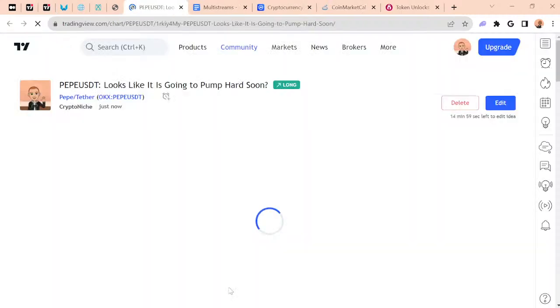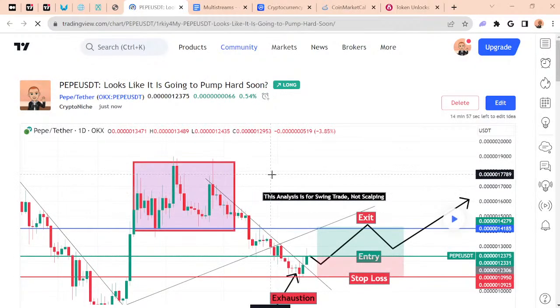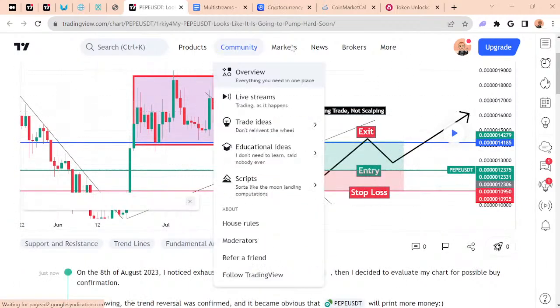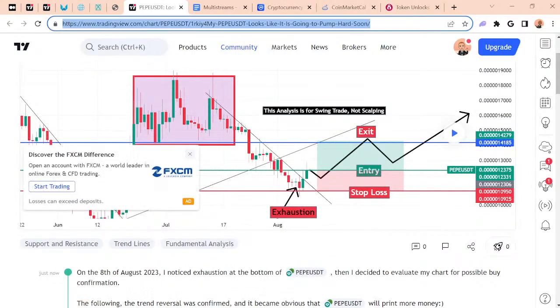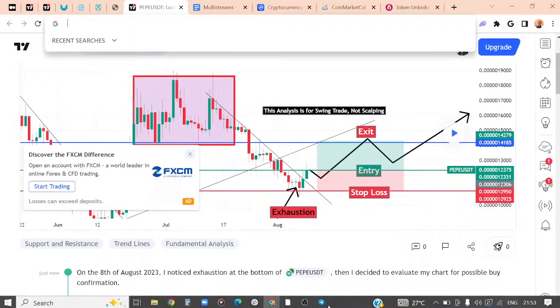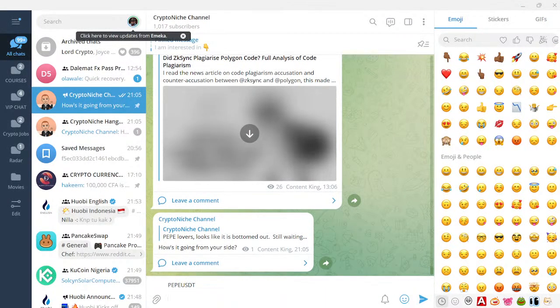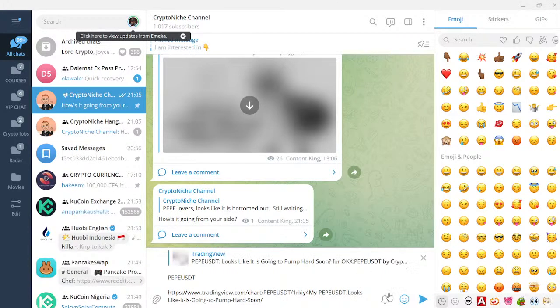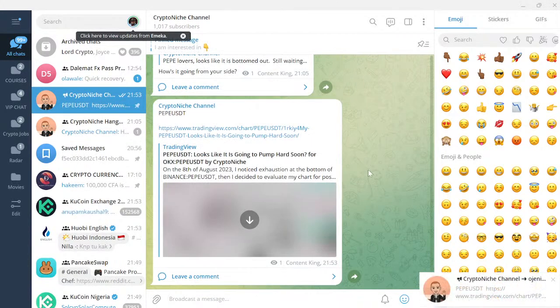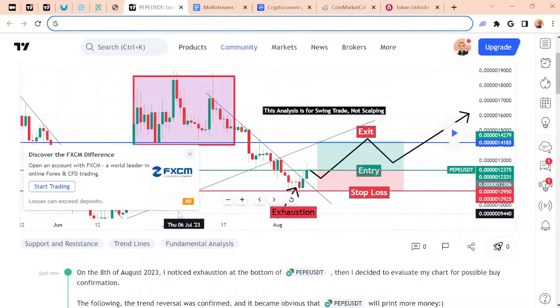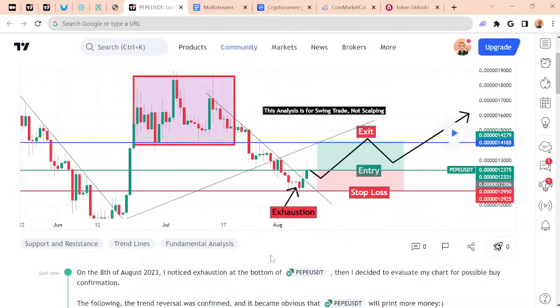Then I'll publish this idea now. So boom, the idea has been published. I'm going to copy this link right now and paste it here, so that everyone in the Telegram channel will be notified about it, that they possibly have a look at that.